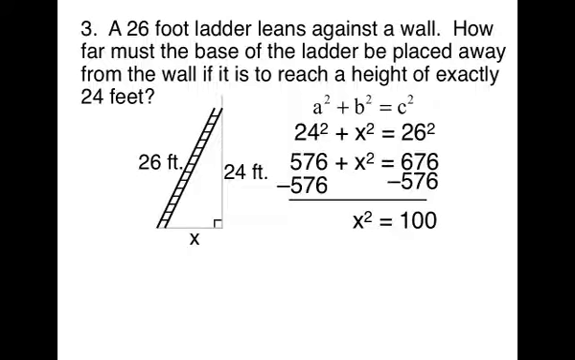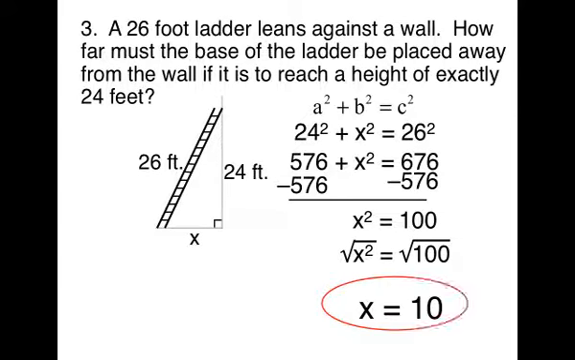We get x squared is equal to 100. This one should be familiar to you. You should have this one down. Remember, there are two possible answers, a positive and a negative, but since we're talking distance, we are only concerned with the positive. And we get x is equal to 10.